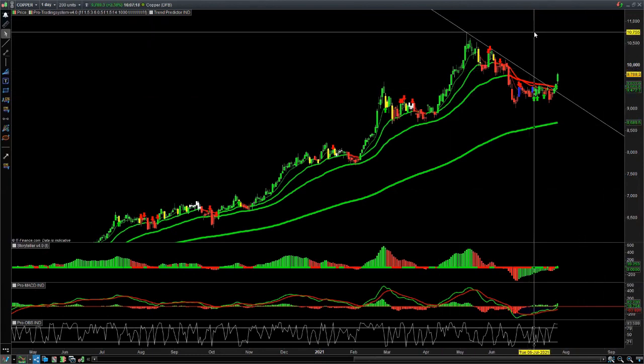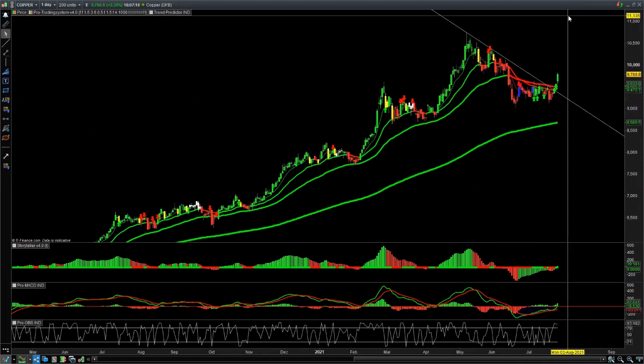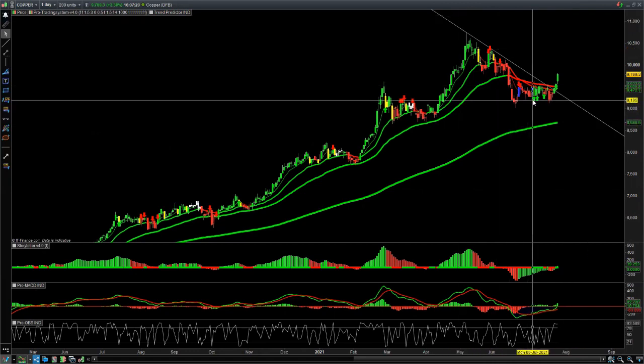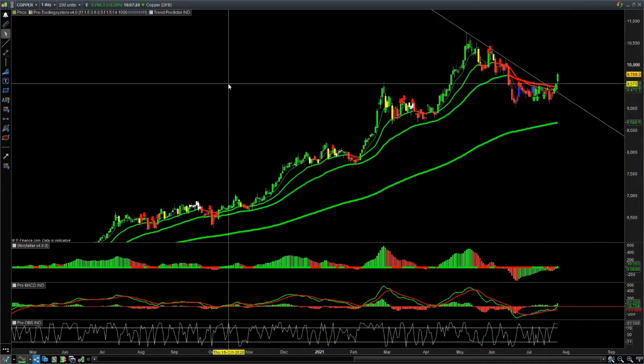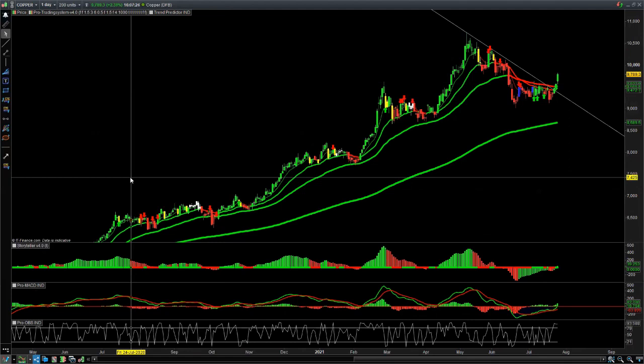Will we get to the new high? Will we break to the fib extension? All pretty exciting in copper. But they're all the markets that I'm really looking at the moment, and I hope to keep an eye on them for the rest of this week.